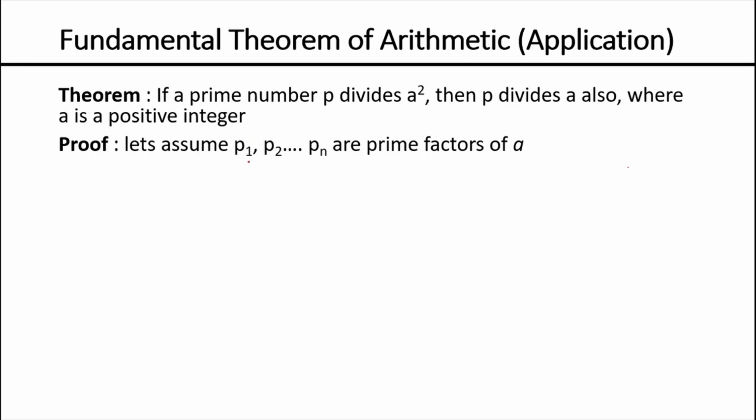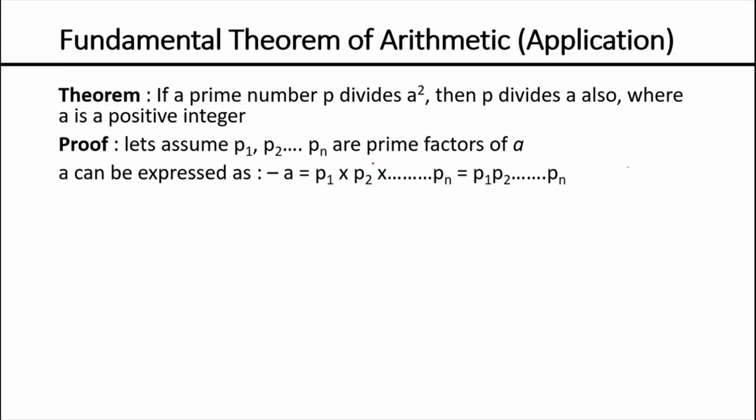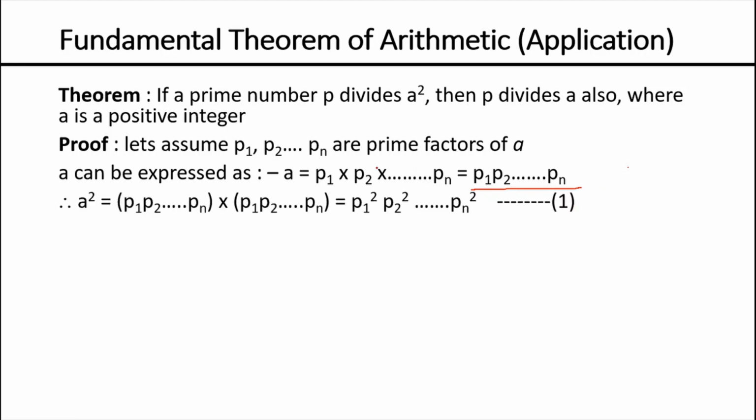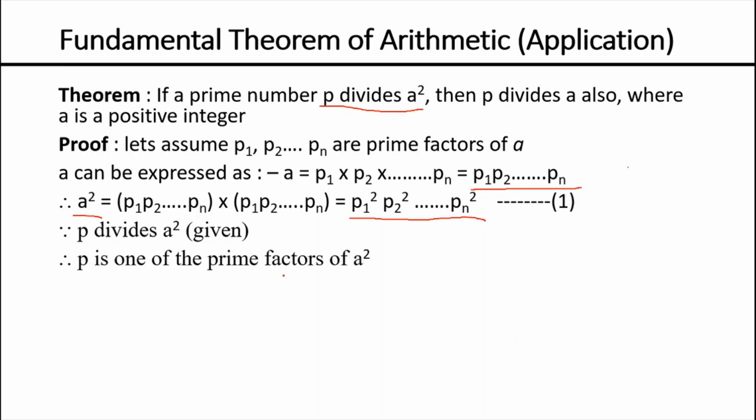We will assume that p1, p2, p3 up to pn are all the possible prime factors of a. Therefore, a can be expressed as the product of all these p's. Now if we square both sides of this equation, we will get a squared is equal to p1 squared into p2 squared into p3 squared up to pn squared. In the theorem itself, it is given that p divides a squared.